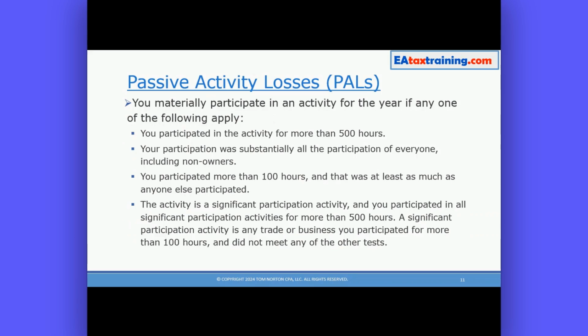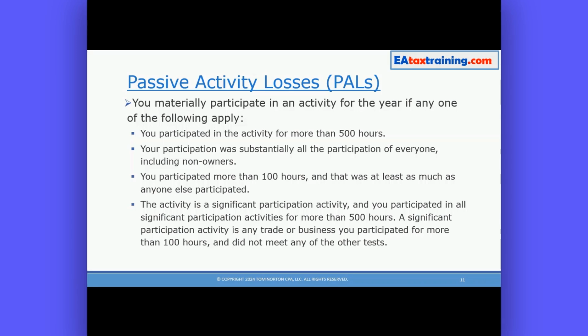Another way, if your participation was substantially all the participation of everyone, including non-owners, so that would include employees or contractors or anybody else that may have worked in the activity. So if your participation as the owner was basically all of the work that was done, there was really nobody else doing anything, whether they're owners or non-owners, you were pretty much doing everything, even if it wasn't 500 hours, then that would be considered material participation.